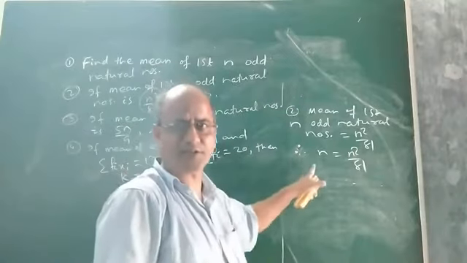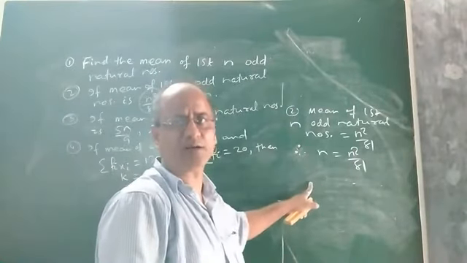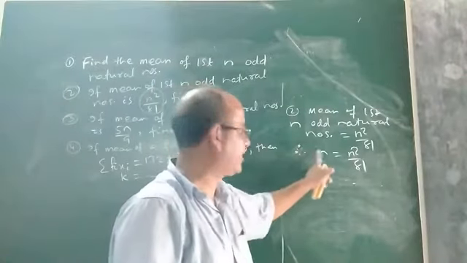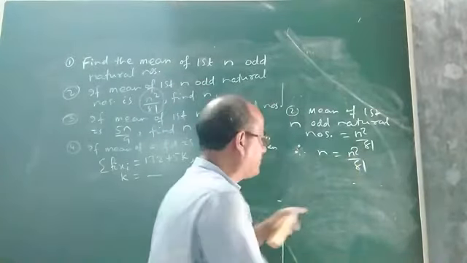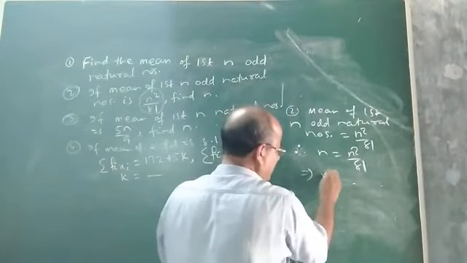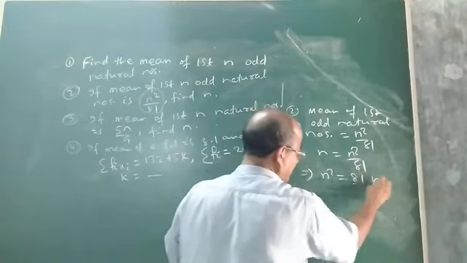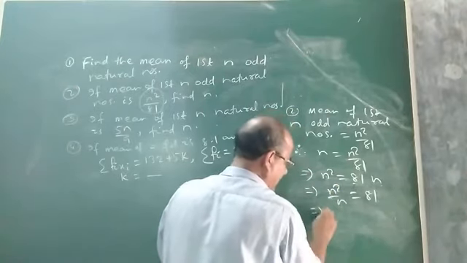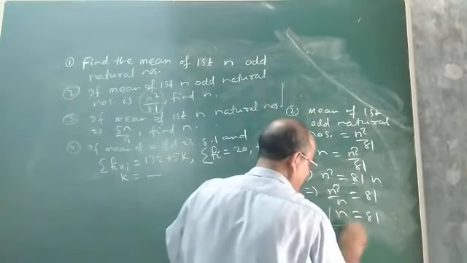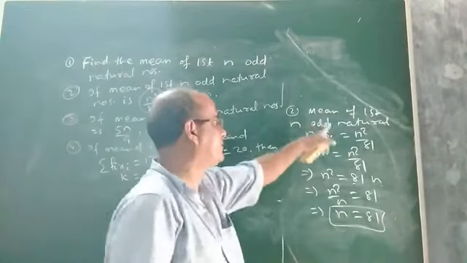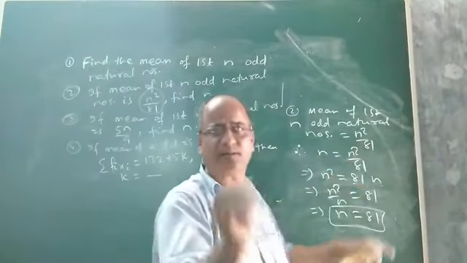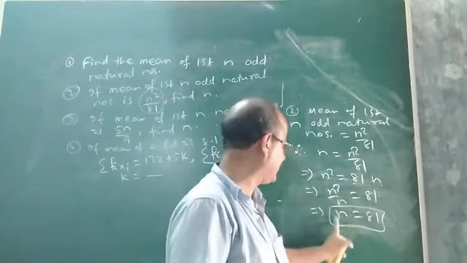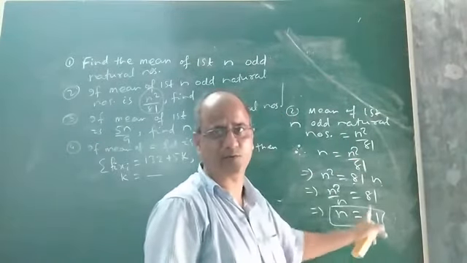As I just discussed, the mean of the first n odd natural numbers is equal to n. So n will be equal to n square by 81. Now you simplify this, solve this. So n square is 81 n. So n square by n will be 81, and hence n will be 81. So if the mean of the first n odd natural numbers is n square by 81, then the value of n will be 81. In this way you will calculate.